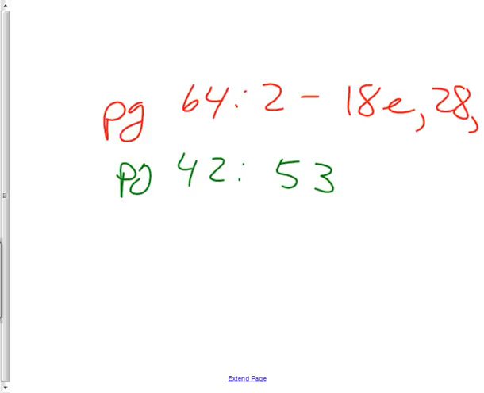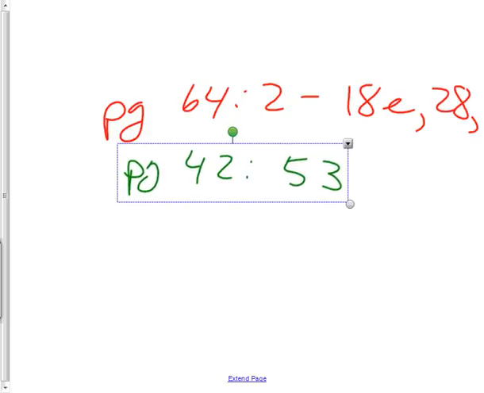But for right now, all I have is page 42, number 53. That is your linear regression problem. You need to know how to do these. All right. And besides, they're kind of cool. You can use this in the real world.